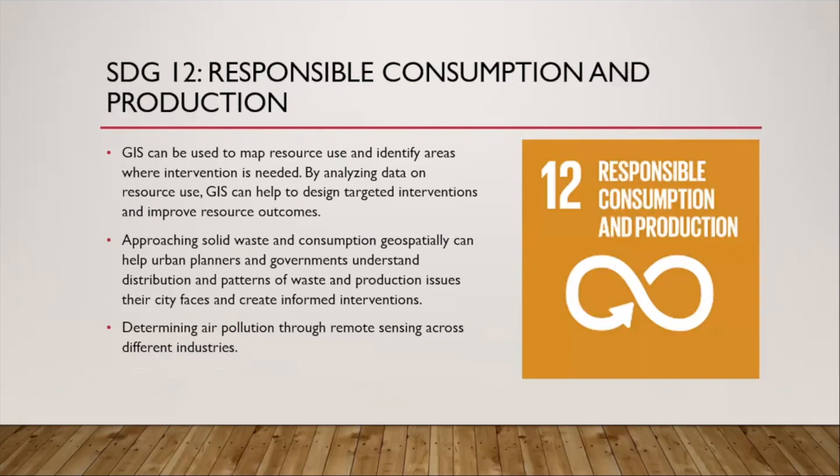Responsible consumption and production, which is SDG number 12. How can GIS help to achieve this? By mapping access to the resources, identifying areas where intervention is needed. By analyzing data on resource use, GIS can help to design targeted interventions and to improve resource outcomes.